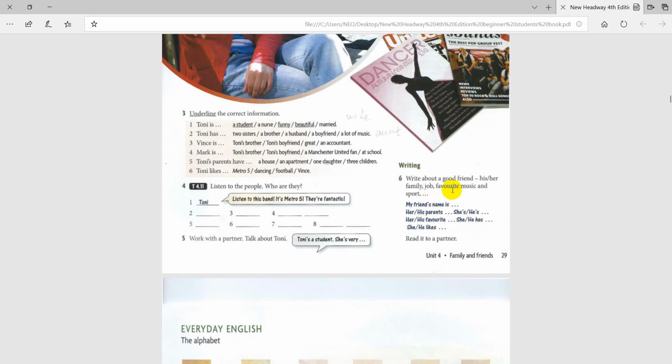This activity, you know, if you want to improve yourself, you should have a lot of exercises. So far you have two homeworks. This is the third homework. Number 3, write about a good friend, in the same way that Antonio wrote about his favorite friend.